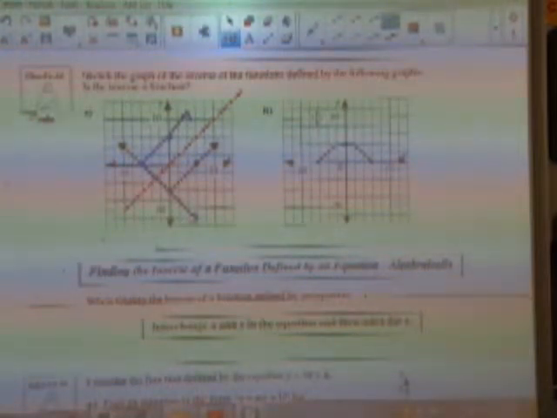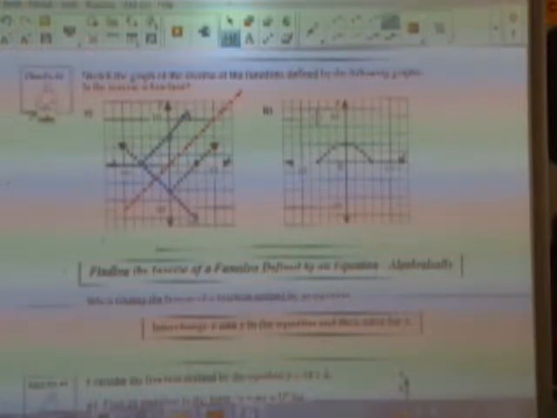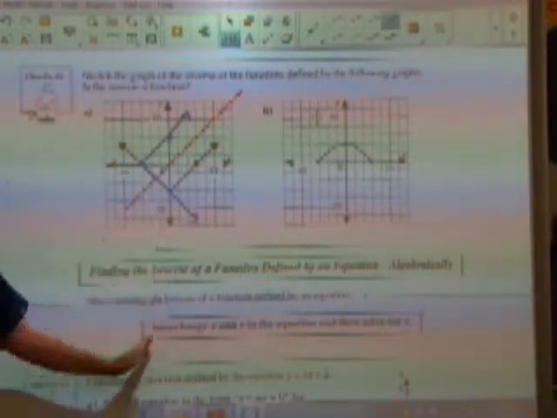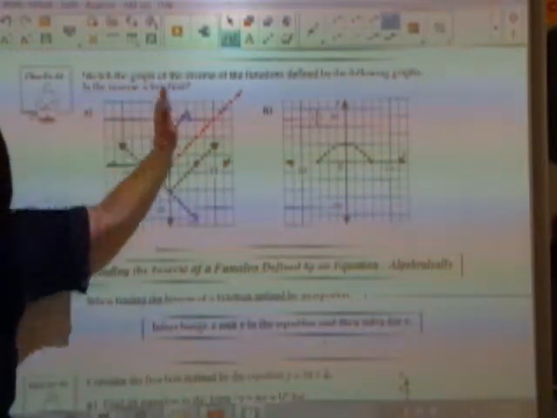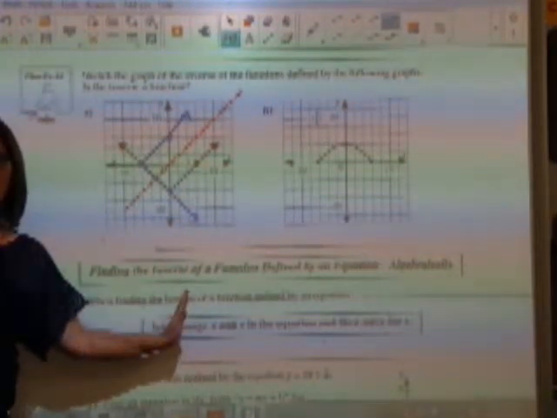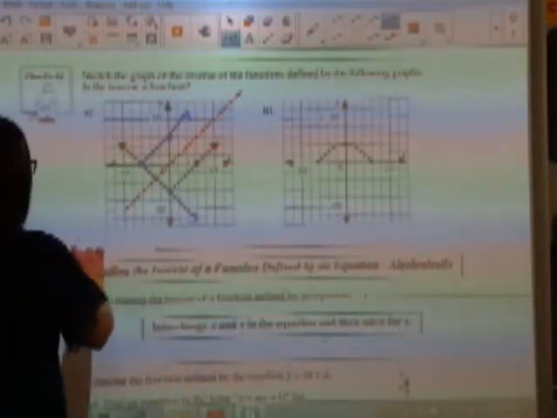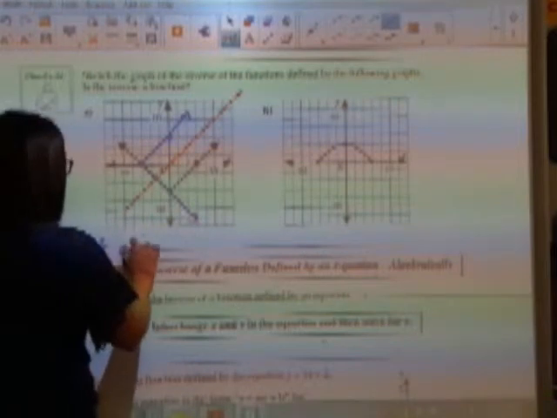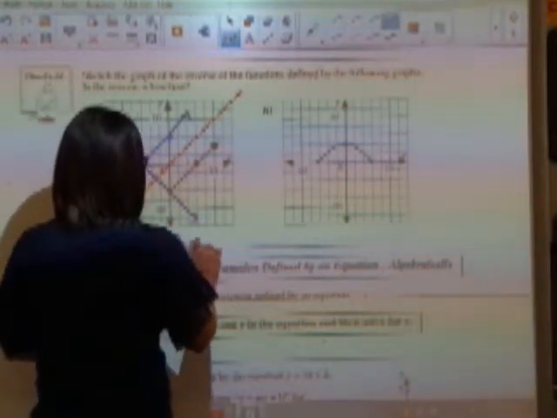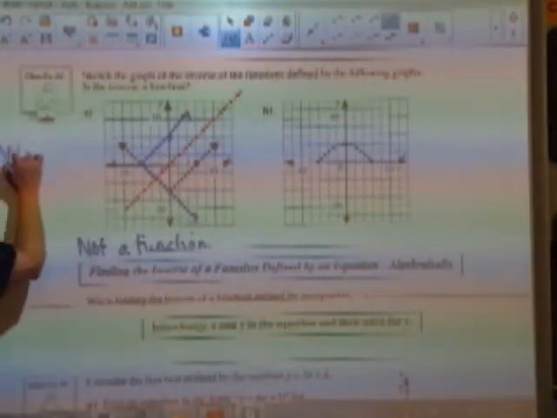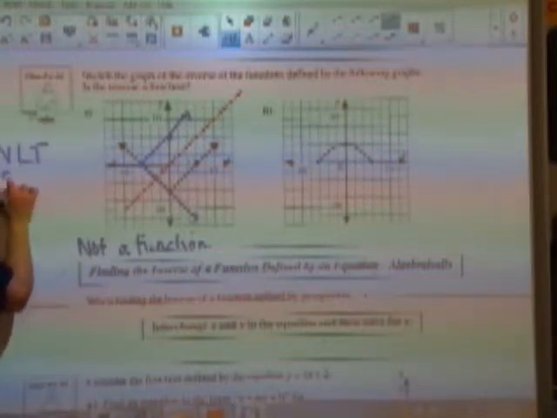Why not, Hannah? Doesn't pass the vertical line test. So I can check functions with the vertical line test. If I draw a vertical line, does it cross the graph in more than one spot? So this is not a function. And if you want to write over on the side what the vertical line test is.